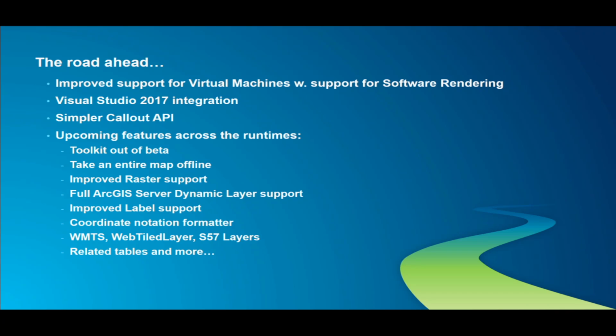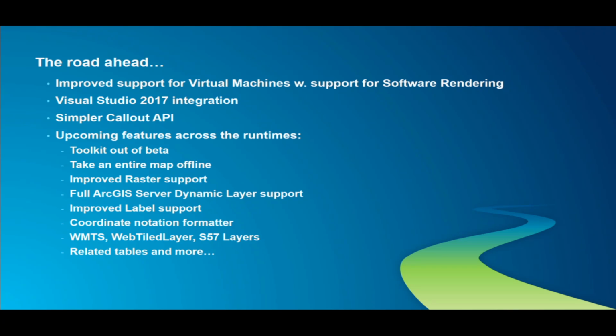There are more cross-runtime features coming up on the roadmap as well. The toolkits are coming out of beta and becoming full product releases. Being able to take an entire map offline. At the moment, we support the ability to take a geodatabase offline from a sync-enabled feature service, and to take a tile cache offline from a tile-cached map service. But the ability to actually take an entire map offline, with geodatabases, tile packages, and vector tile packages, is a really nice feature coming up.